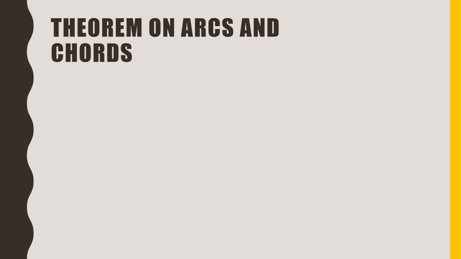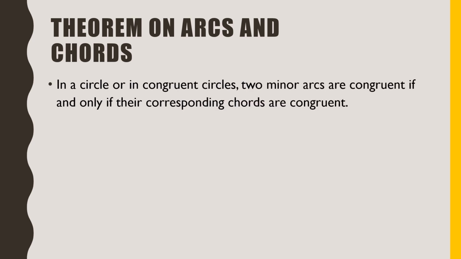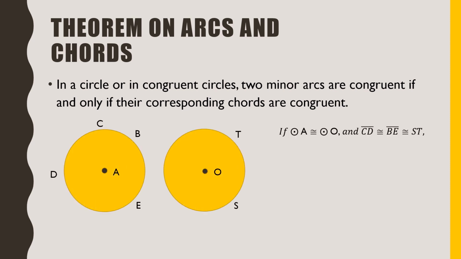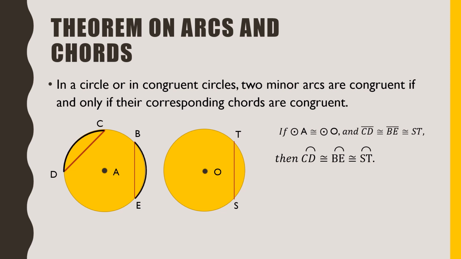Now let's move on to the theorem on arcs and chords. In a circle or in congruent circles, two minor arcs are congruent if and only if their corresponding chords are congruent. For example, if circle A is congruent to circle O and line segment CD is congruent to line segment BE, congruent to line segment ST, then arc CD is congruent to arc BE and congruent to arc ST.